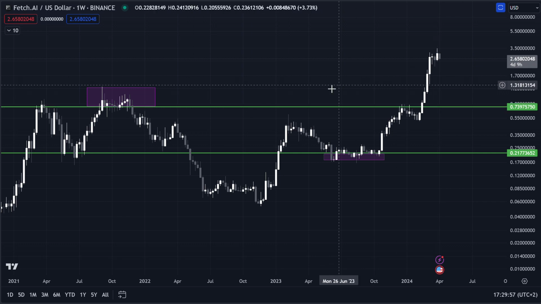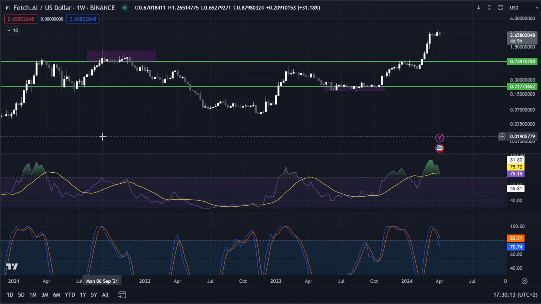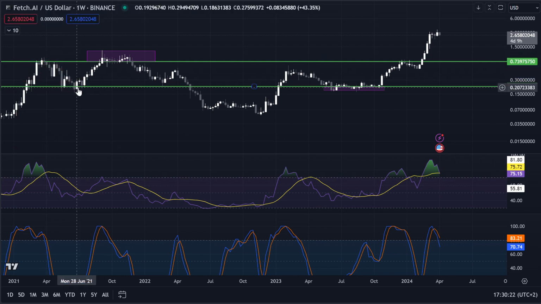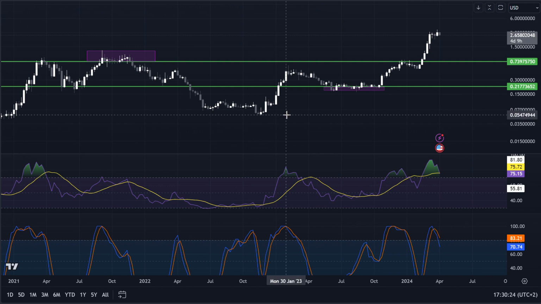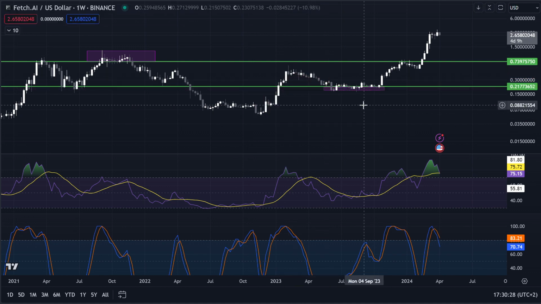At the moment we are above this key level, and if we check the RSI again in the same zone, we had very overbought territory, and now we have a confirmed cross down. Last time we had a confirmed cross down, we had here a sharp drop of 76%, here a sharp drop of 70%, here a sharp drop of 52%.